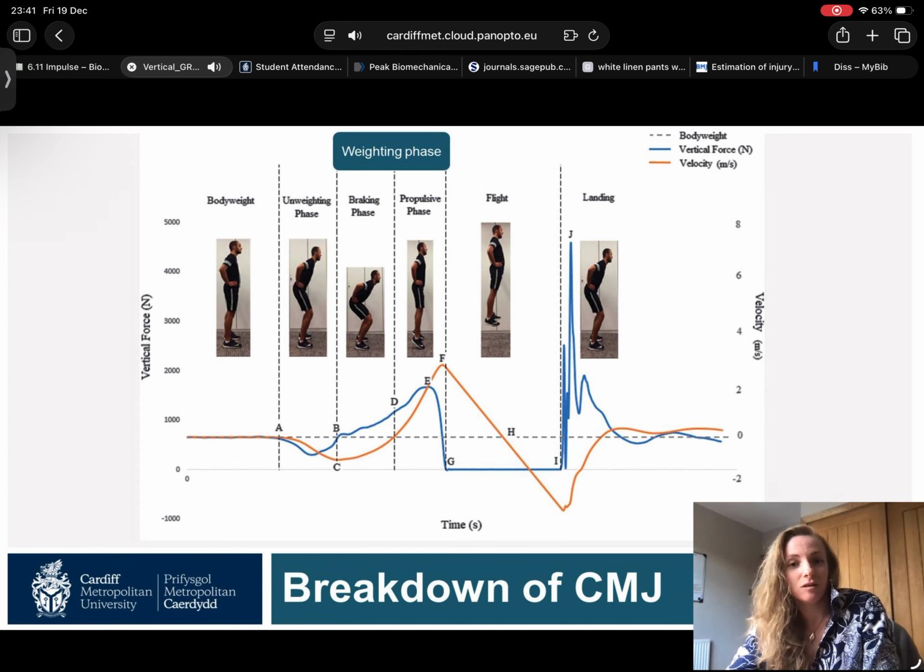If the weighting phase impulse is not higher than the unweighting phase impulse, you do not have enough momentum to get off the ground. So it's essential that that period of weighting is longer, bigger. Overall, that area is greater in magnitude than the unweighting phase.